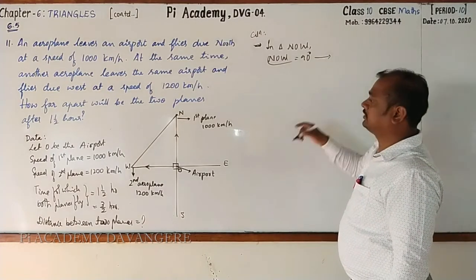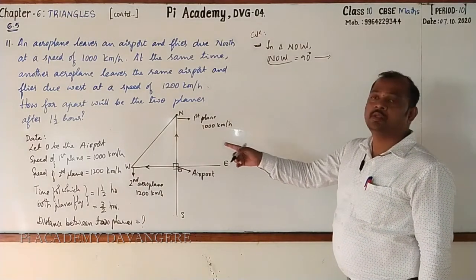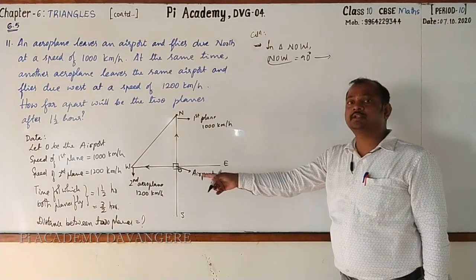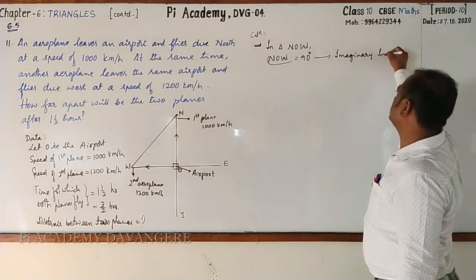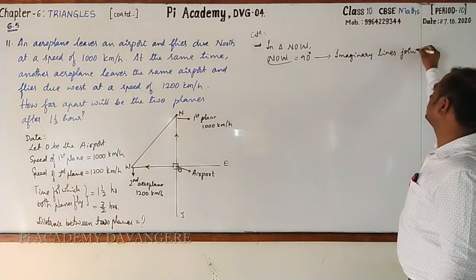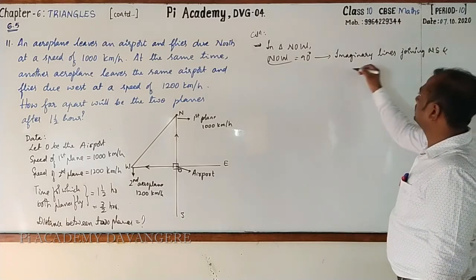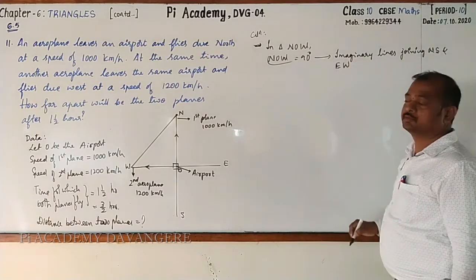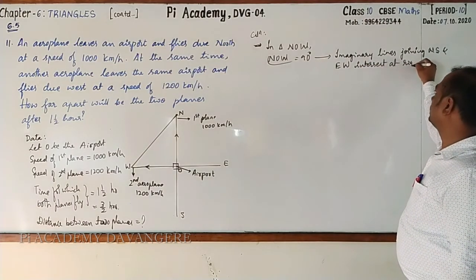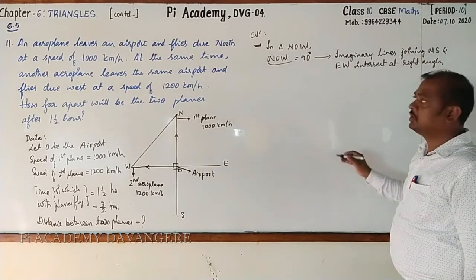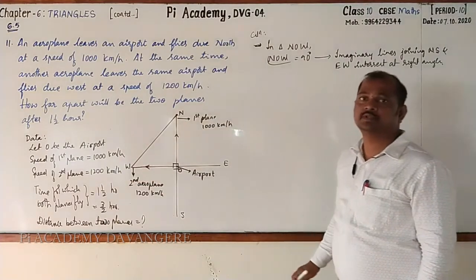What is the reason? The imaginary lines joining the directions north, south and east, west intersect at right angles. Now, if it is 90 degree, then the triangle NOW becomes a right angle triangle.